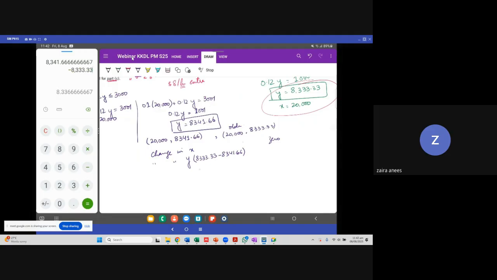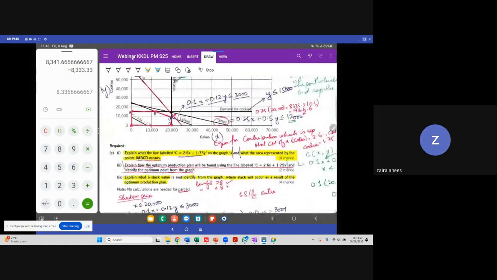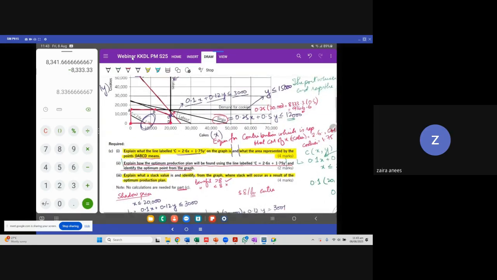It's 8.33 units. We will now manufacture 8.33 units more, right? Because this is the newer version and this is the older version. So the newer version is having more units. And the contribution of 1 unit of Y is 1.75.